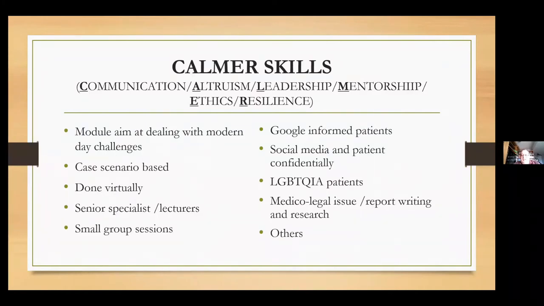And some of the issues, this list is not exhaustive, would be the Google-informed patient, the patient who relies heavily on social media and what that means for confidentiality, LGBTQIA patients and how that impacts on attitude, et cetera, medical legal issues, ethical issues, and report and research.